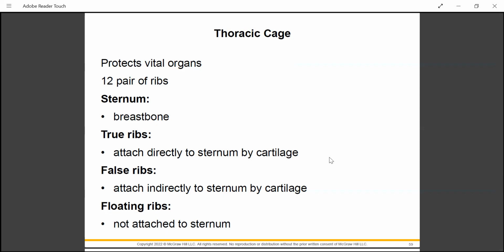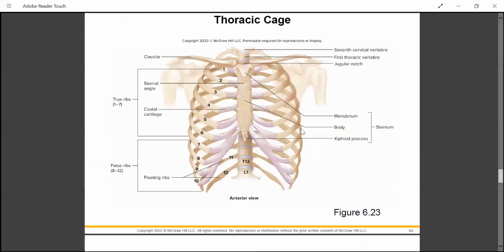And so we break our ribs into a couple of different categories. We have 7 true ribs. They attach directly to our sternum via the costal cartilage. We have 5 false ribs. These attach indirectly to our sternum. And within those false ribs, we have a few that are floating, and they have no attachment to our sternum at all. So this is our thoracic cage.